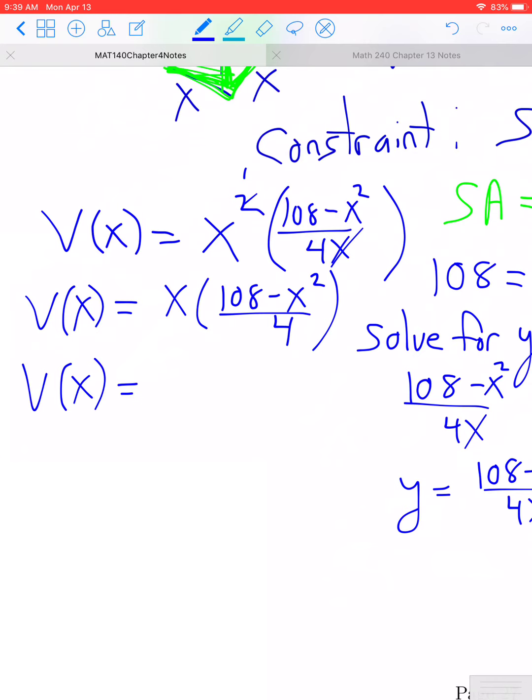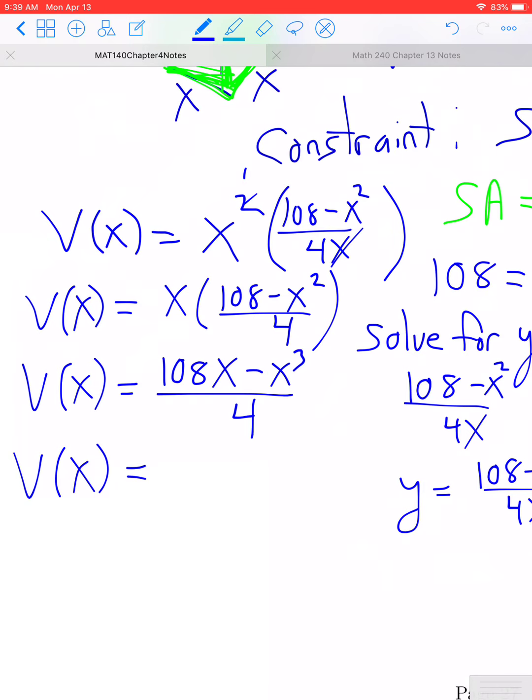We can go ahead and simplify this a little bit. Let's distribute the x in. We would have 108x minus x cubed over 4. And because this is just a constant denominator, let's split apart the terms because it'll make the differentiation part easier. If we were to do 108 divided by 4, that should give us 27x minus 1/4 x cubed.